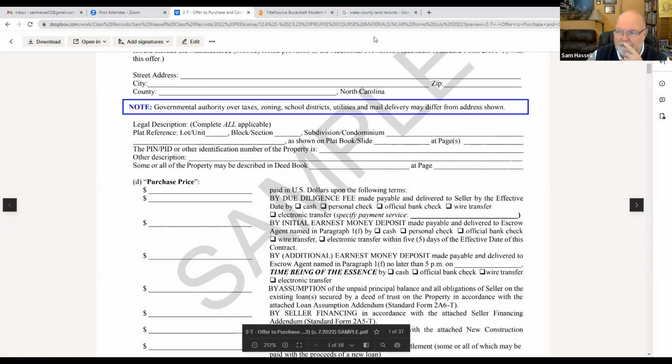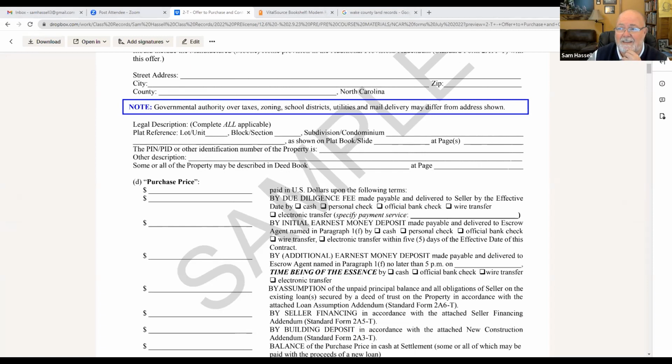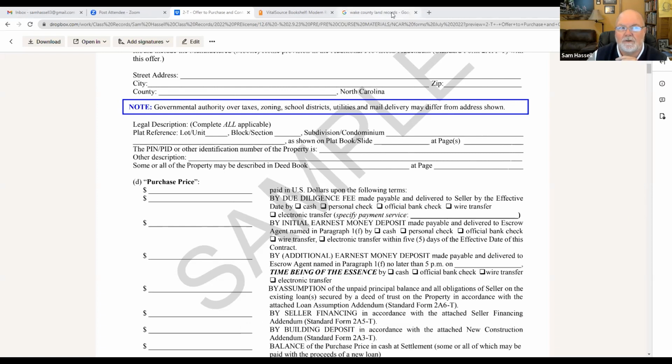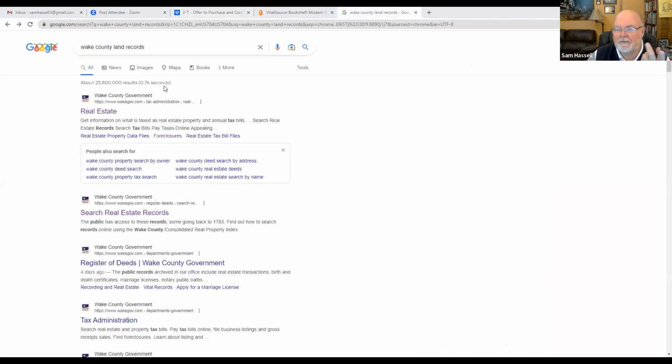Now, the very next question, you're going to find it. No, the information is not available in a lot of cases in the MLS. But thank you for asking that, because that's exactly what we're going to do next. So anyway, I want to show you how to find it. I use Wake County because that's Raleigh and that particular area. All right. Go out, and this is a simple Google search.